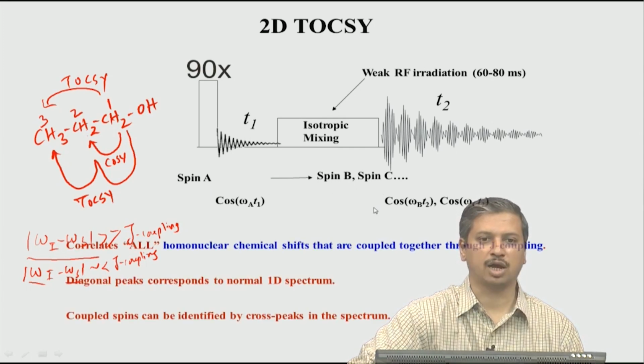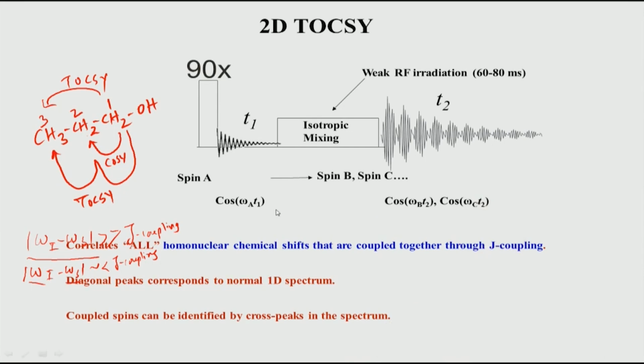So, this is what happens in TOCSY. It correlates all homonuclear chemical shifts that are coupled together through J coupling, but remember, they may not be directly coupled to each other, but in a group, they are coupled in a group. So, we can say this belongs to one group. Okay. So, they belong to one group in which one is coupled to 2, 2 coupled to 3, and vice versa. Okay. So, this is the information which you get in a TOCSY spectrum. We will see more schematic and real spectrum down the line.